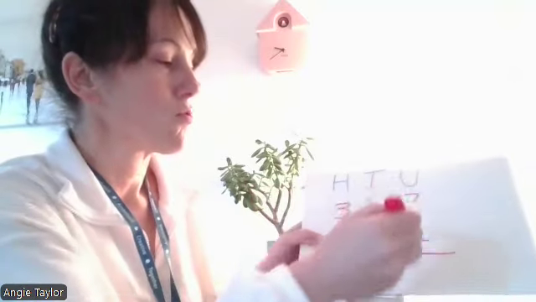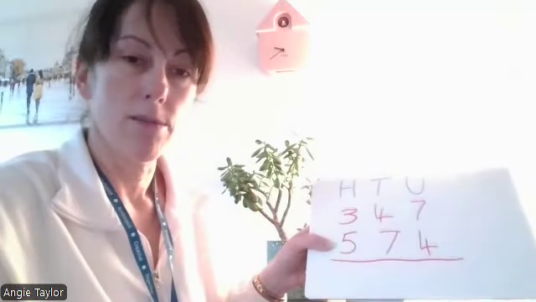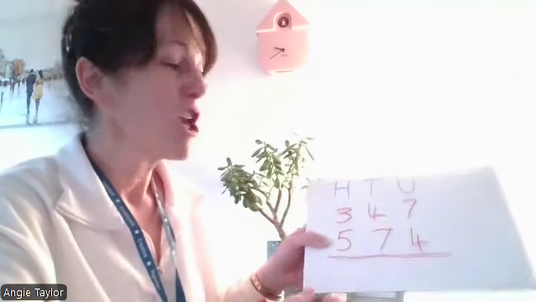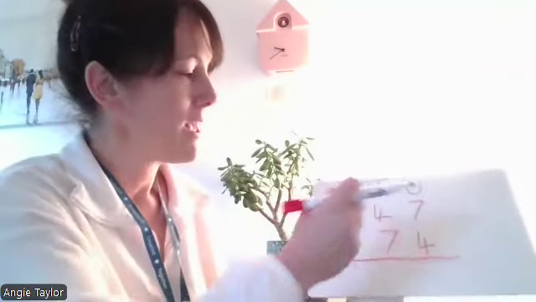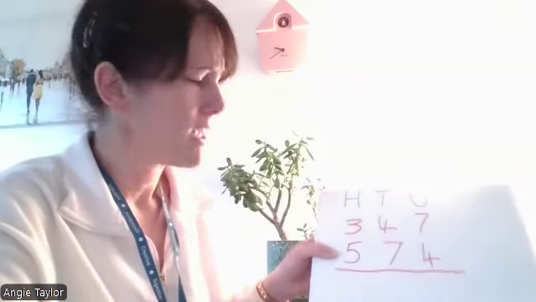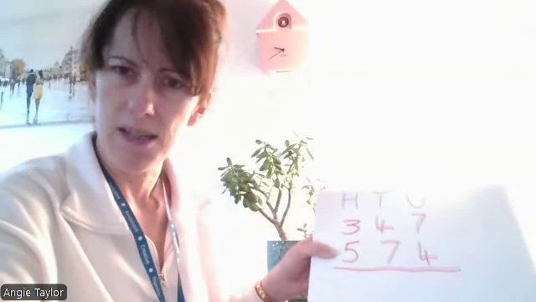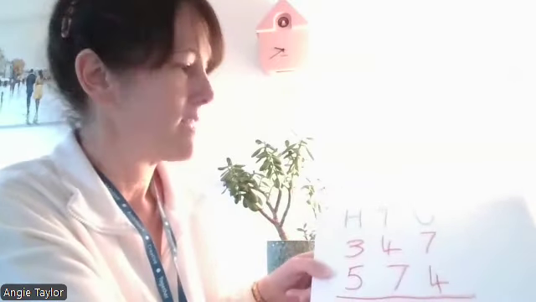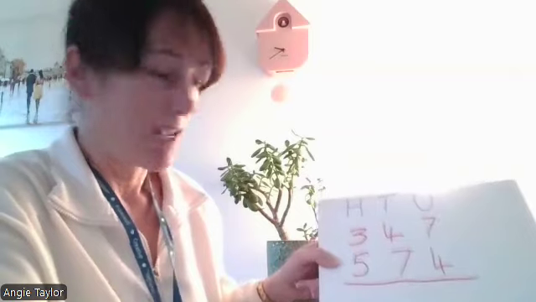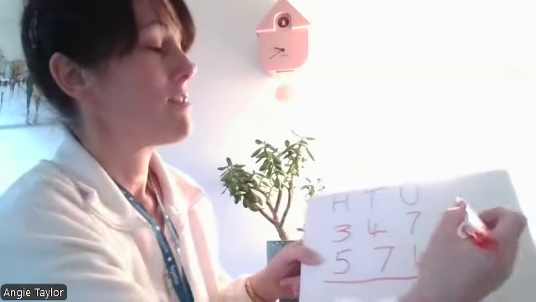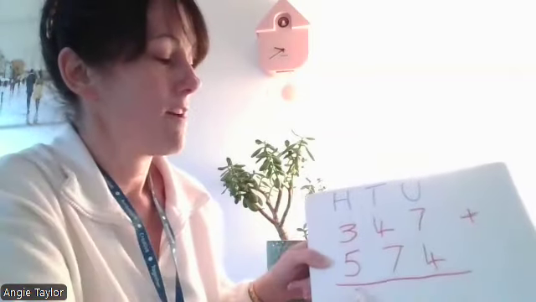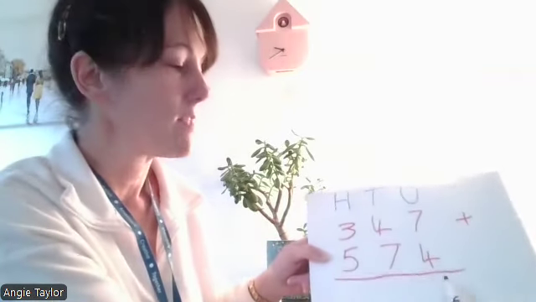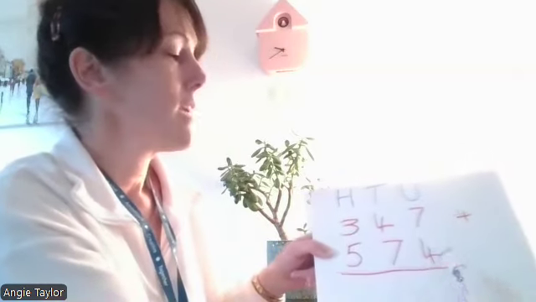Now these numbers really do need to stay in their columns, because if they start to drift, like a few people like to do, you can end up putting a number in the wrong column, getting the wrong answer and thinking, well, have I got the wrong answer because I've added up correctly? But if your numbers drift, you're going to end up with a completely different answer to what actually is the answer of 347, add 574. We're always going to start with the units first on this side.